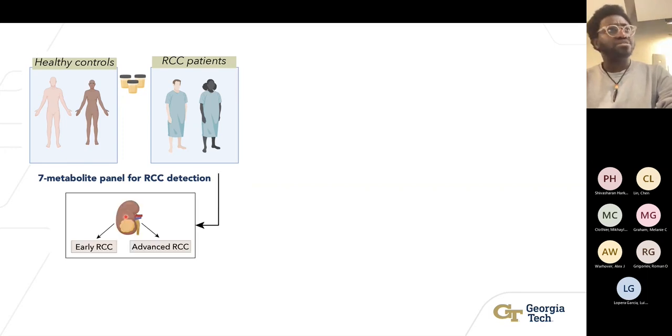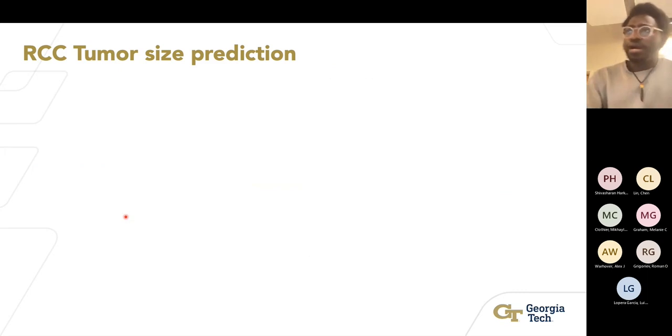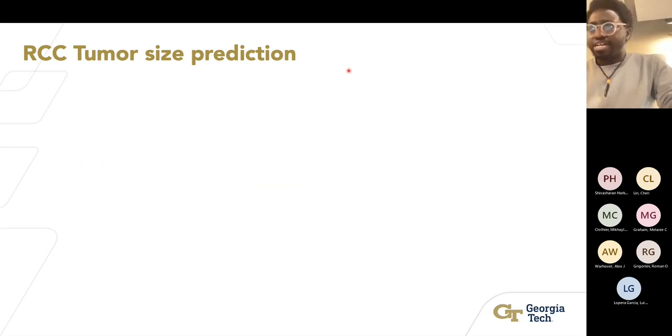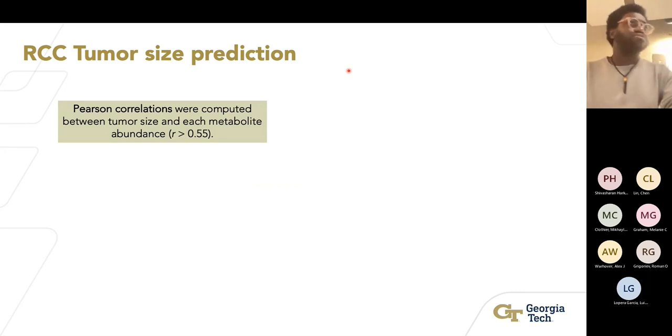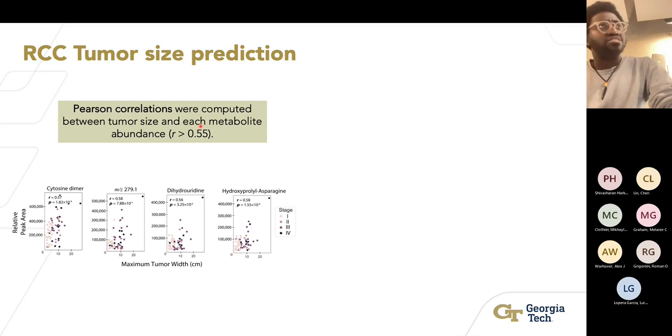But can we actually go a little bit deeper? Can we now focus on the kidney cancer patients cohort and ask the question, can we predict tumor size using urine metabolites, or can we stage our kidney cancer using urine metabolites? Okay, so let's see how that goes. To predict tumor size, what I did essentially was just to do a simple Pearson correlation and then pick a cutoff. 4 metabolites were able to meet this cutoff.